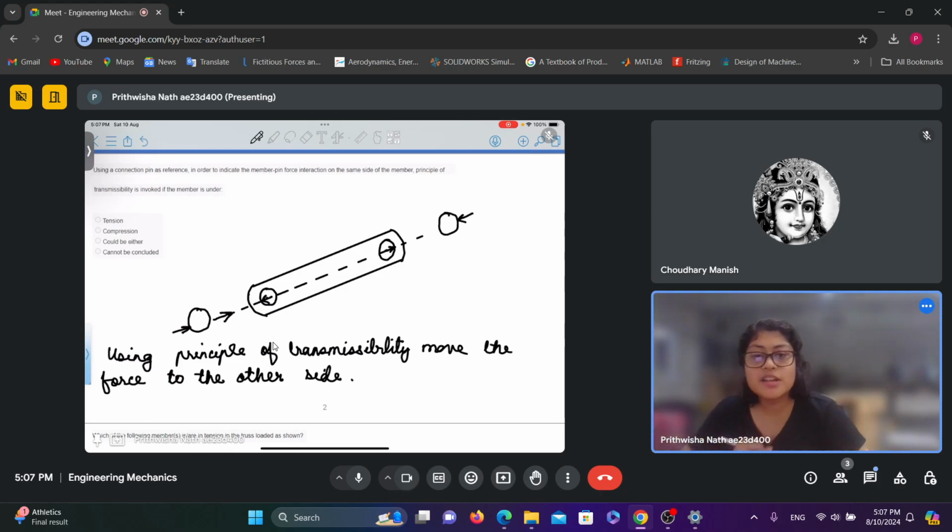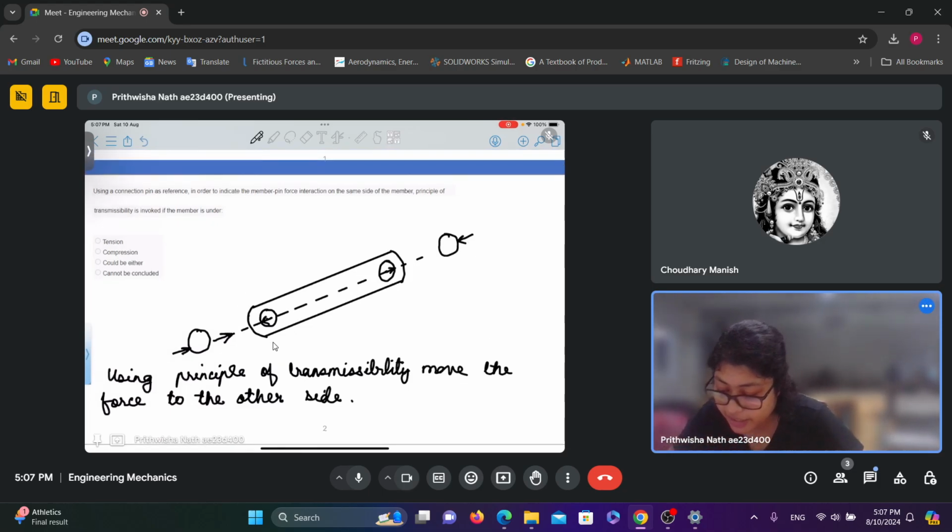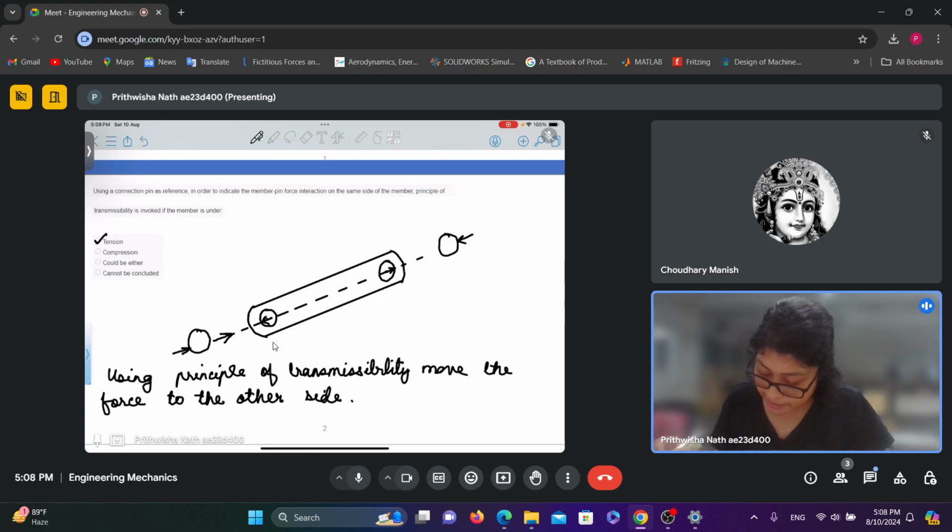So here we have used the principle of transmissibility to indicate that the force at the pin is on the same side as the member, right? So what is asked in the question? Using a connection pin in order to indicate the member pin force interaction on the same side of the member, principle of transmissibility is invoked if the member is under tension. We can clearly see that we have used the principle of transmissibility to move that force on the same side as that of the member. So tension is the correct option.